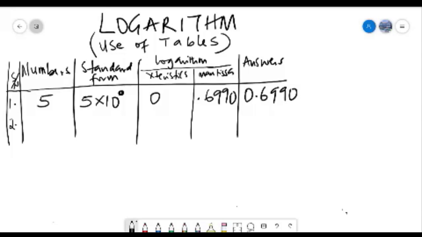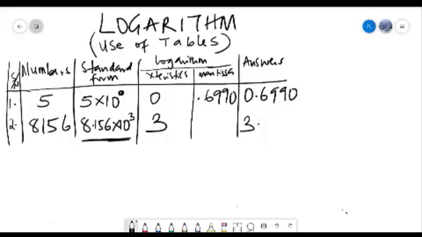Now let me just give you another number. If I have 8156, without using a log table, my standard form would be 8.156 times 10 raised to the power of 3. You can know your characteristic from this value of the standard form. Your characteristic should be this power of 10, which is 3. So the answer to this log must be 3 point something. After using your logarithm table, which you will learn how to use, you will discover that you have 9115. So that .9115 is your mantissa.